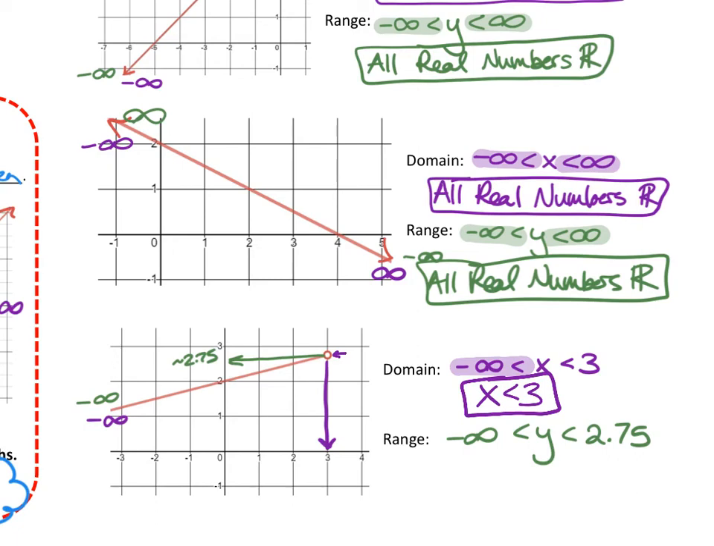Additionally, for range, you should notice that the bottom is heading downwards towards the negative infinities, and the top is approximately 2.75, because it's about 3/4 of the way between 2 and 3. So for my final answer, I'm not going to include the infinity part. I'm just going to say y is less than 2.75. Or if you're like me and you like fractions, you can say y is less than 11/4. Either are acceptable answers in this case, either with the decimal or fraction answer.